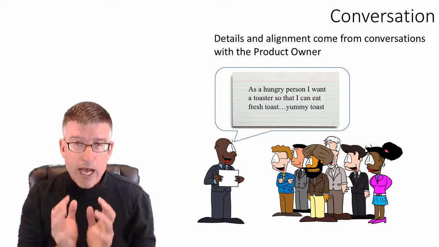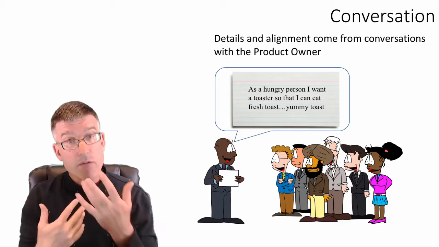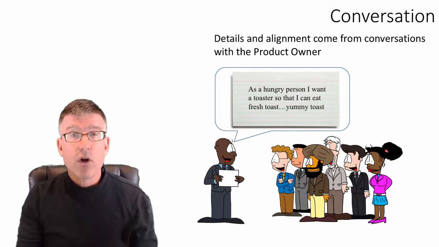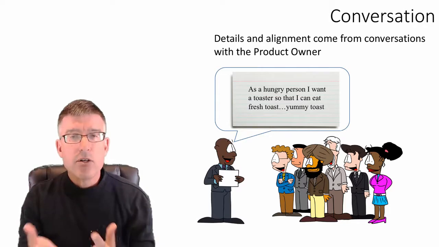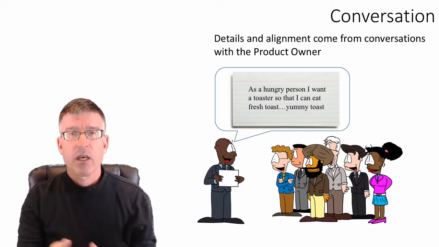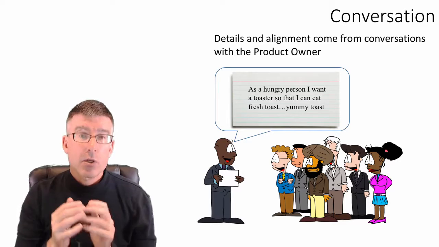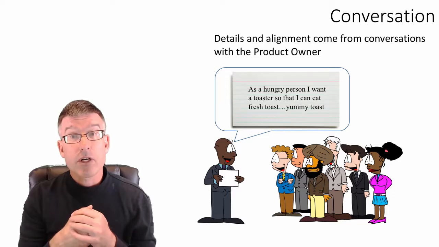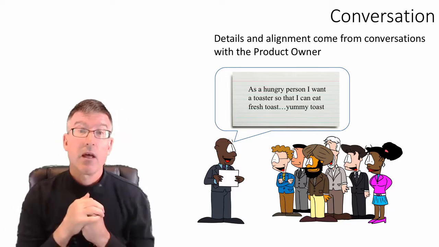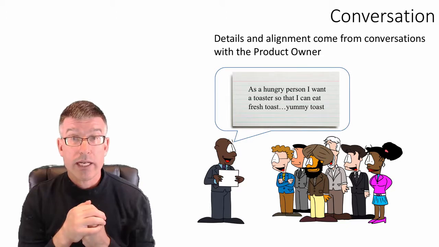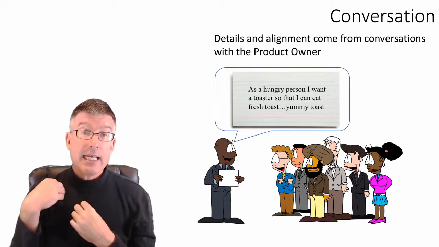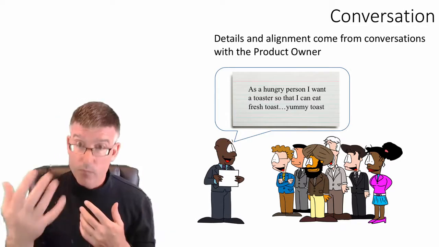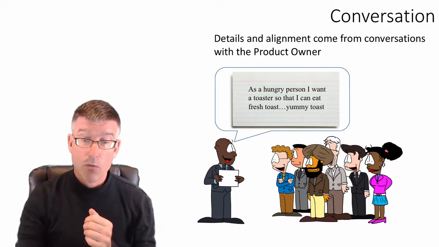If you ask true Agilists whether a user story is a requirement, they will tell you no. They will tell you it's actually a promise for a conversation to understand what the requirements are. So, for example, here we take our user story, which is expressing a need. Here we have Lawrence, our product owner, talking to the team, saying, look, as a hungry person, I want a toaster so that I can eat fresh, yummy toast. He is now able to have a conversation with the team. The team can start asking him questions. Well, what do you need out of this toaster? Or what should it look like?